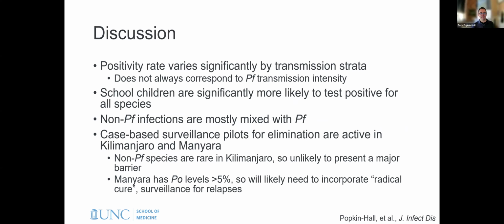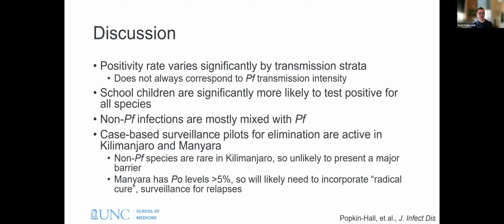We did see that positivity rate varies significantly by transmission strata, which did not correspond to that earlier transmission intensity. But like I mentioned, that's probably mostly a factor of those strata being picked before this data was collected. And as I was saying, the school children are significantly more likely to test positive for all 3 species of malaria. Most of our non-falciparum infections were mixed with PF, which is different than what was found in that other study. But again, these are symptomatic infections, and it includes all age groups, not just school children.